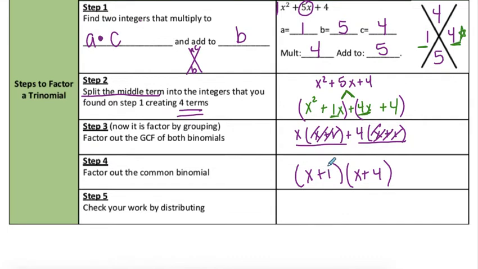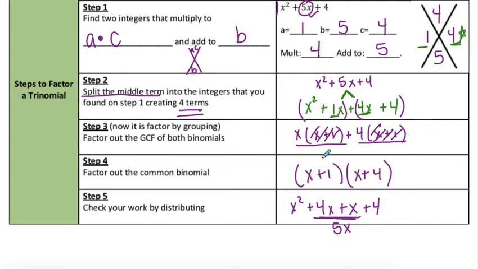So we can still always check by distributing. X times x gets us back to x squared. X times 4 gets us back to 4x. 1 times x gets us x, and 1 times 4 gets us 4. These 2 terms combine back to the 5x that we started with.